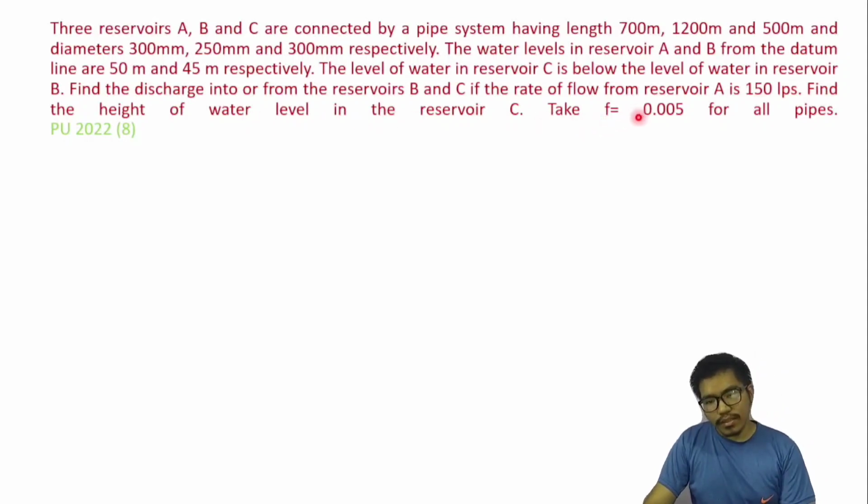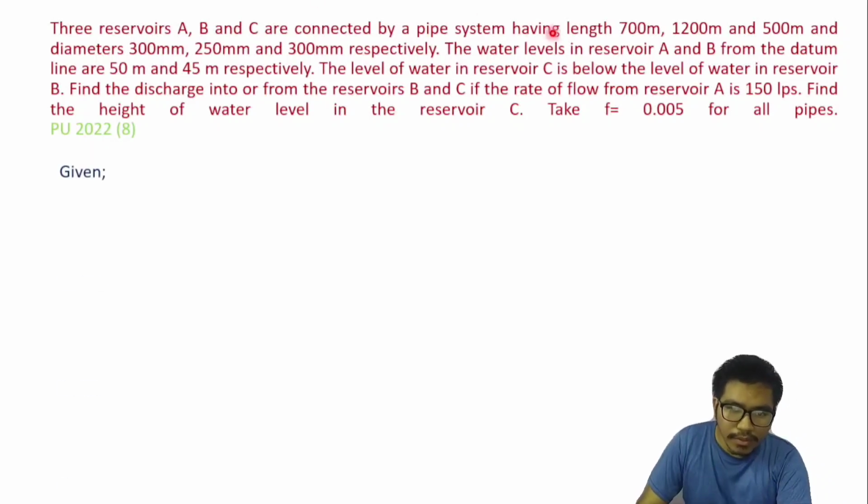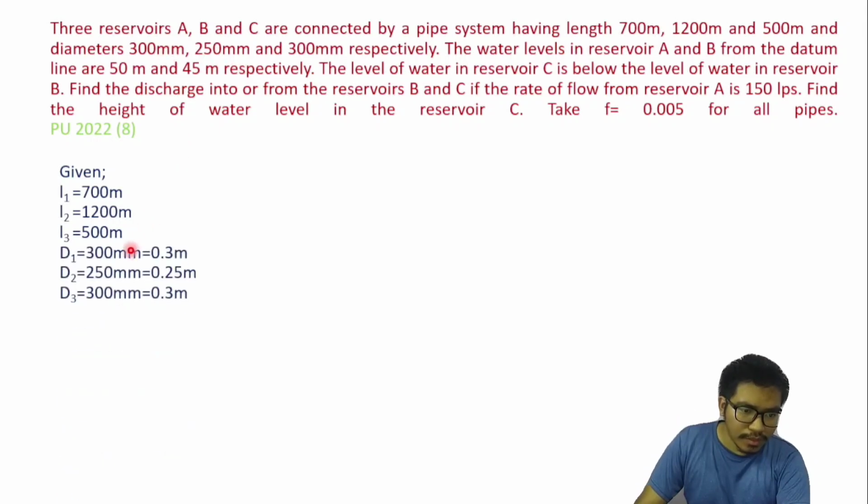Take the coefficient of friction for all pipes as f equal to 0.005. This question has been asked in Provincial University 2022 for 8 marks. So, what is given? Length of pipes between reservoirs A, B, C and junction J is given, and their diameters are also given. To convert millimeter into meter, we divide by 1000.